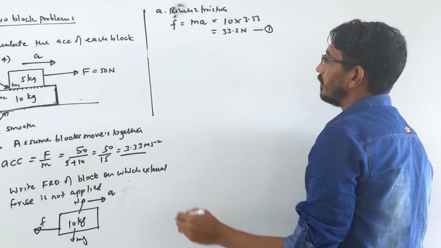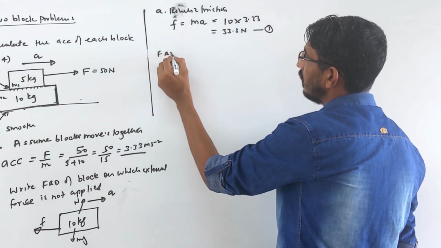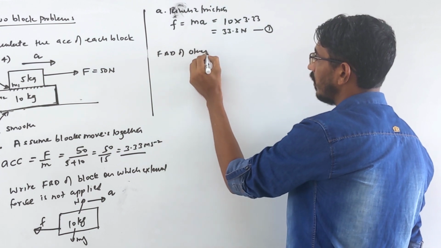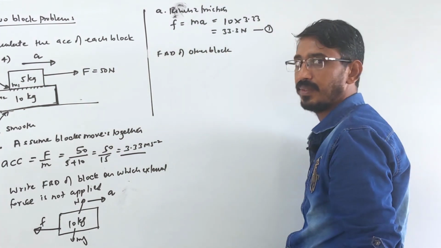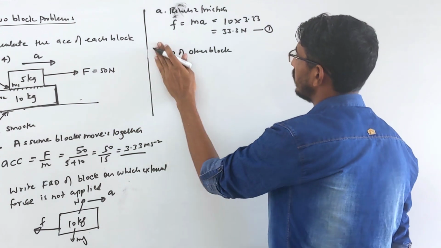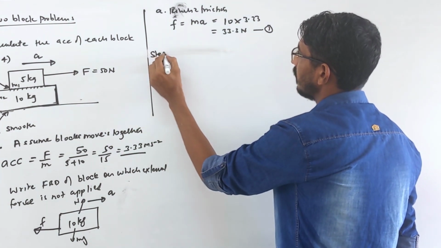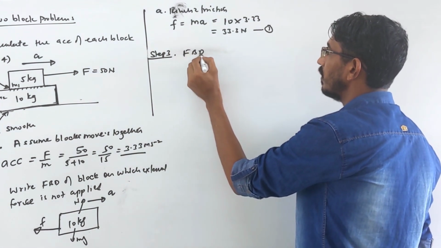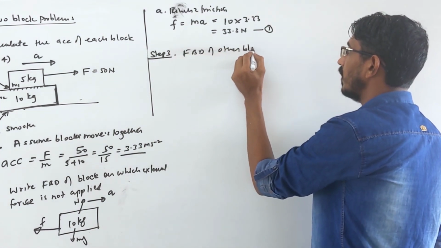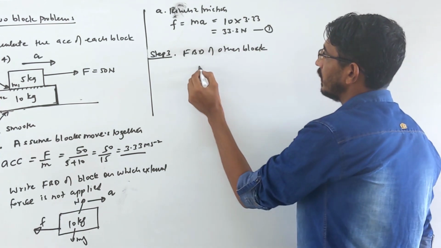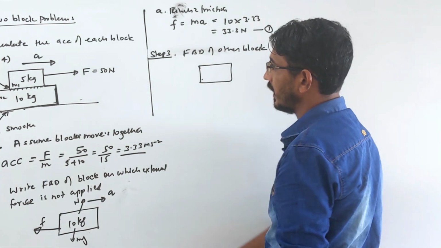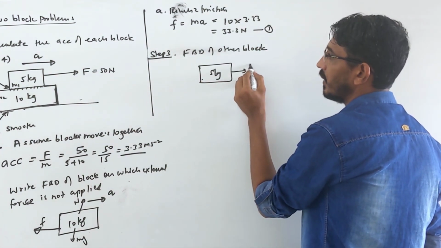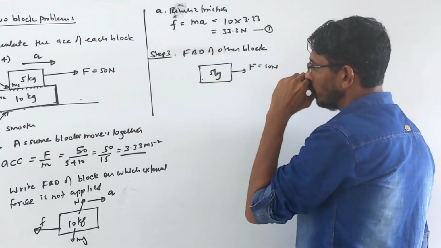Now you write the FBD of the other block, where force is applied. This is step number 3. Step 3: write the FBD of the other block where external force is applied. So we are talking about that 5 kg block, with force F here, 50 Newton.